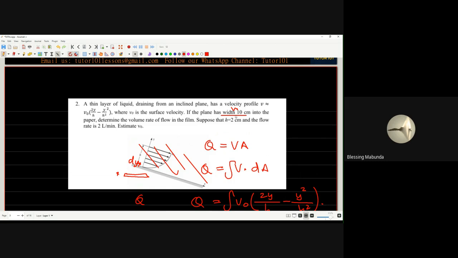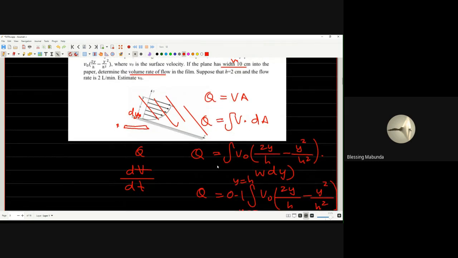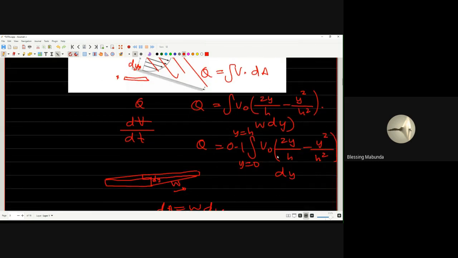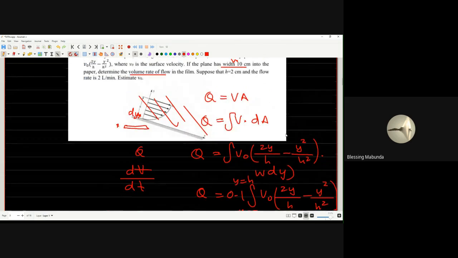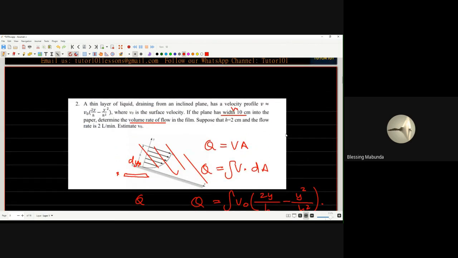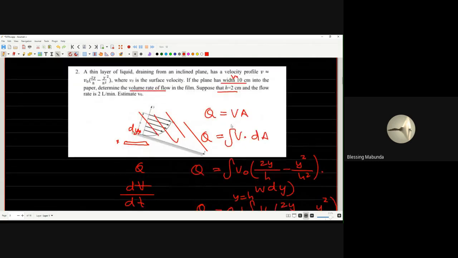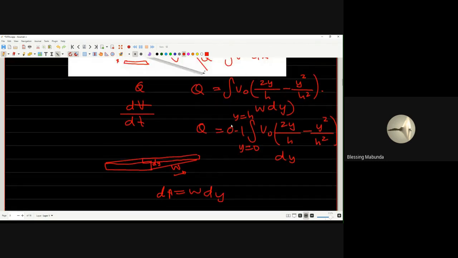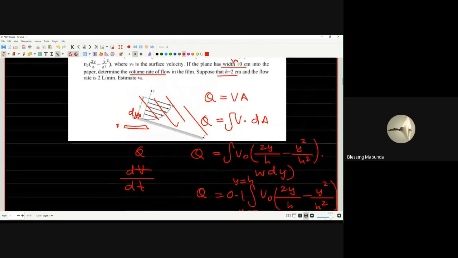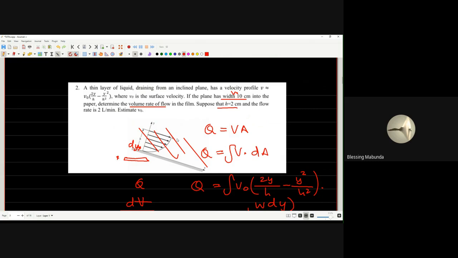The second question here says, suppose, so this is the volumetric flow that we determined. You are expected to work out what q is going to be. So integrate that. That should be easy enough to do. Now we are given an h of 2 centimeters and our volumetric flow rate is 2 liters per minute.